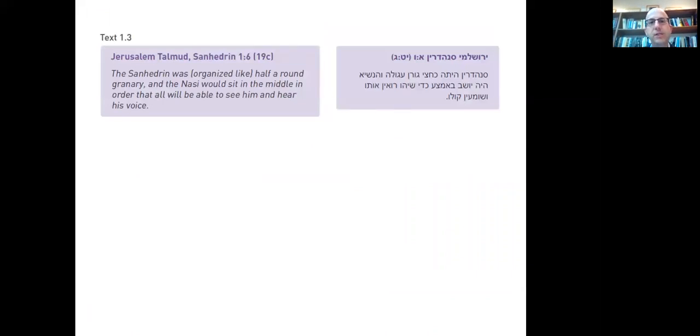Jerusalem Talmud tells over almost word for word what the earlier Mishnah said. Now we're 5th century, but notice a slight difference that changes the whole story. The Jerusalem Talmud writes, the Sanhedrin was organized like half a round granary, and the Nasi, right, the prince or the head of the Sanhedrin, would sit in the middle in order that all will be able to see him and hear his voice. It's almost the same, but it's the exact opposite.